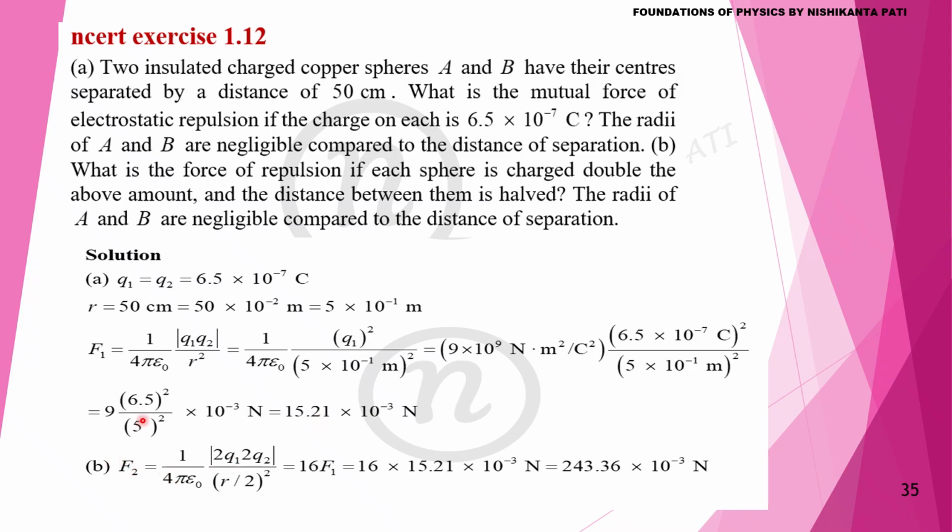F2, this is the force when charges are double, distance halved. So the force is 1 by 4 pi epsilon 0, 2Q1, 2Q2, R by 2 whole square. Here is 2 in the denominator, this by 2 whole square coming to numerator. So it is coming 16 times of F1.